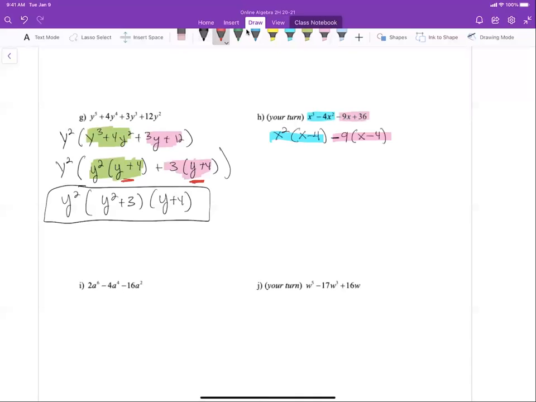Now, the reason why I pulled out a -9 is that if I would have pulled out a +9, and so let's assume I did that, it would become -x plus 4.